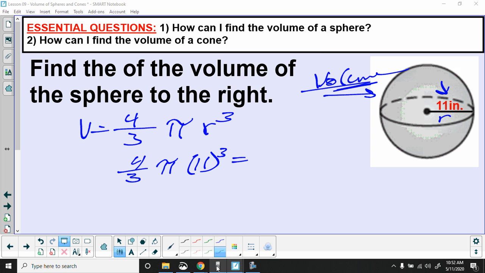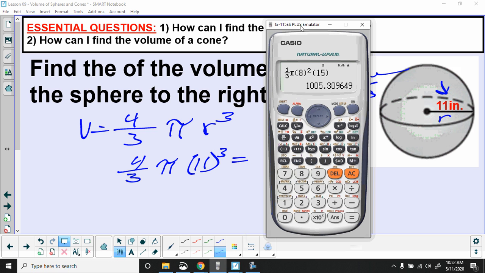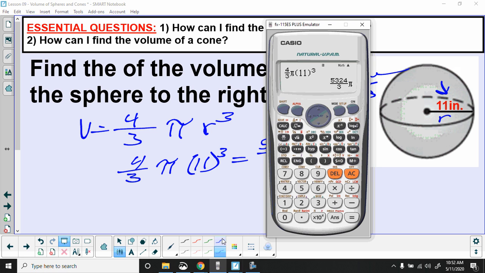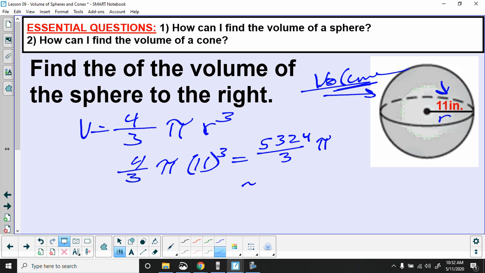Let's get the calculator. So 4, 3, pi. Let's see, 11 cubed. Yeesh. 5,324 over 3. Pi was a 3. Indeed, it was 3.